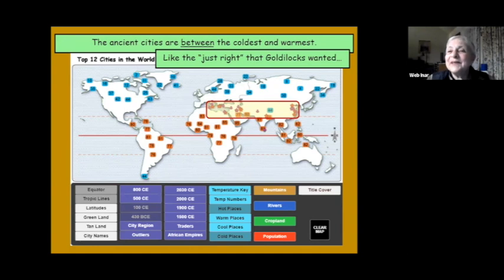A summary that, and I don't know how many of your students are familiar with Goldilocks, but what we would like students to realize is that the ancient temperatures are in the in-between. They are certainly not in the coldest temperatures. They're not in the middle of the hottest temperatures. They're in between, kind of the just right, not too hot, not too cold.